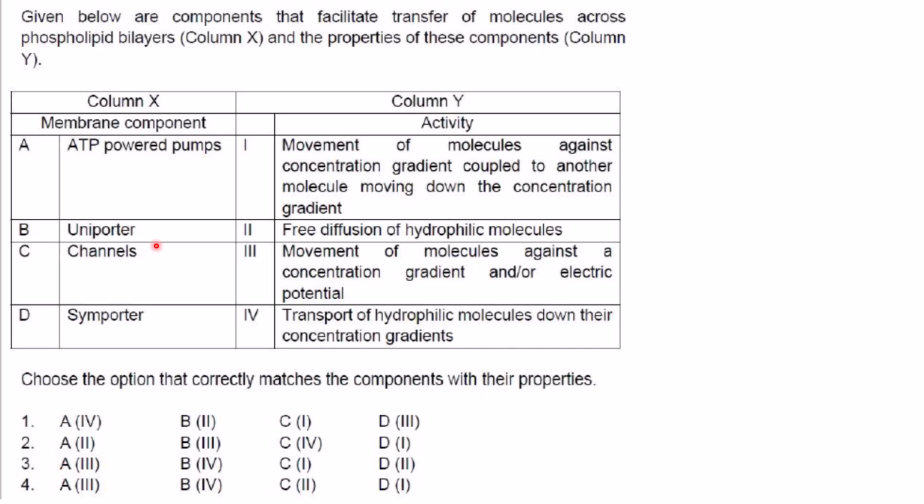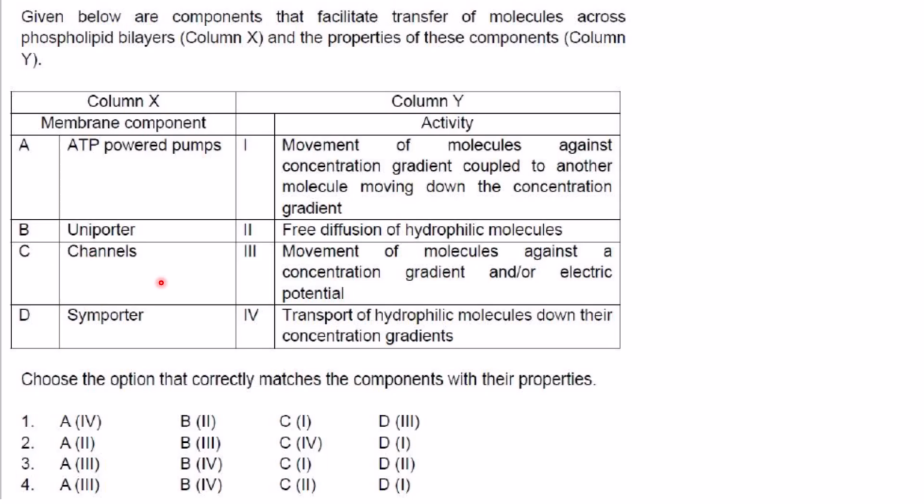Then uniporter. Uniporter also doesn't require ATP and it moves only a single type of molecule across the membrane from an area of high concentration to an area of low concentration. The first one is against concentration, no. Transport of hydrophilic molecules down their concentration gradient, that is from higher concentration to lower concentration. So that is in the case of B. So B is 4. Again competition between 3 and 4, they have given B4.